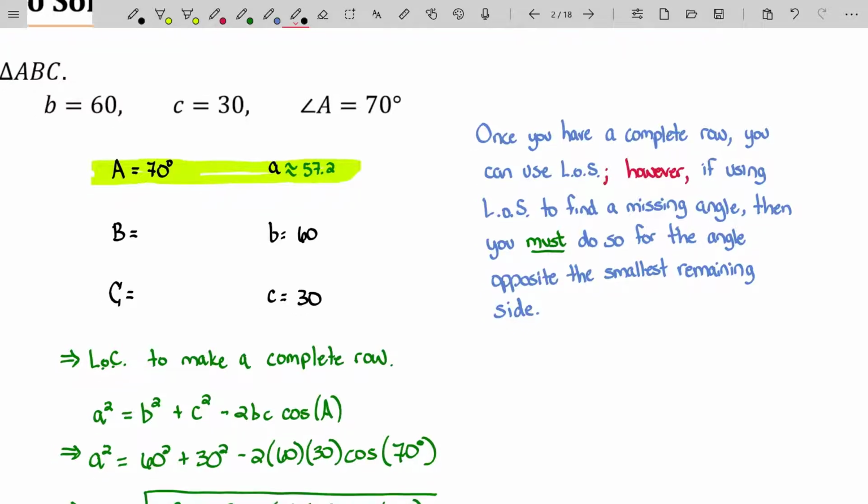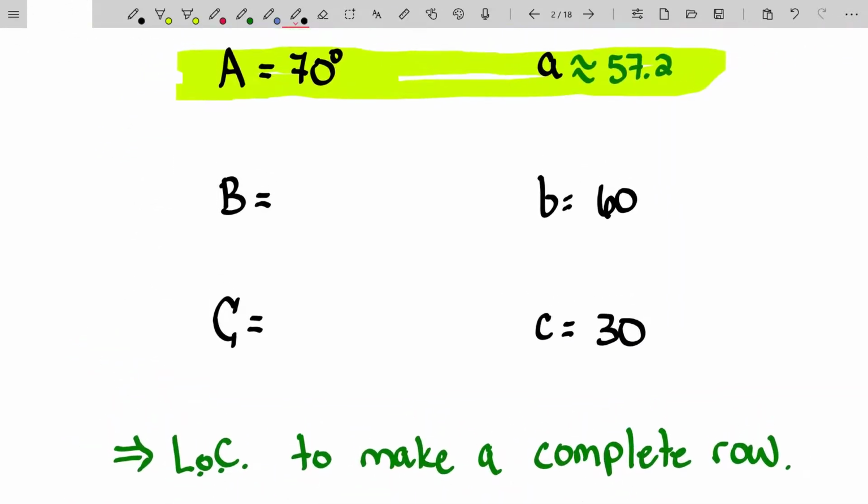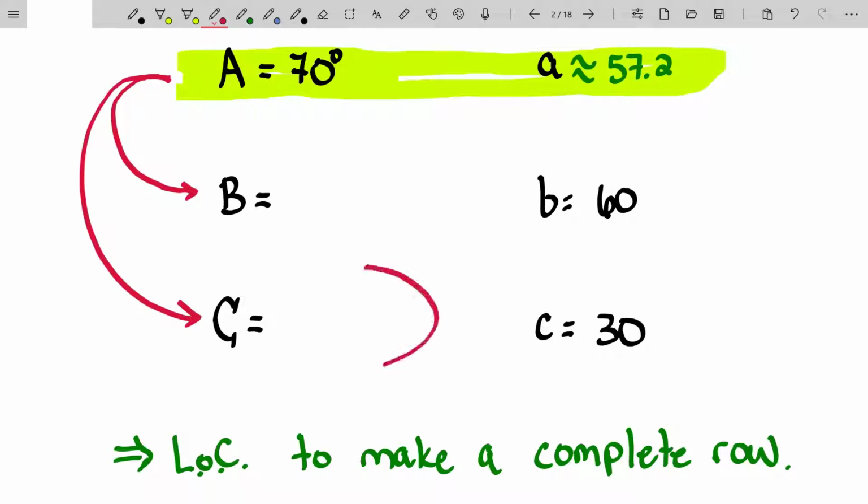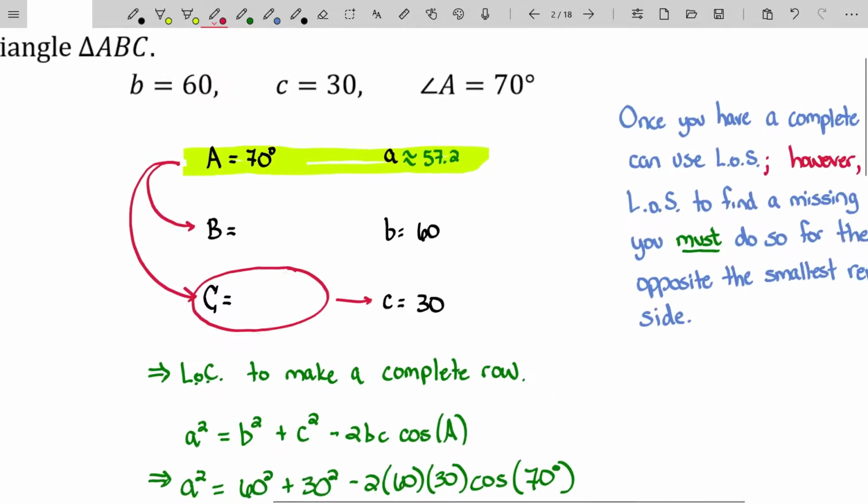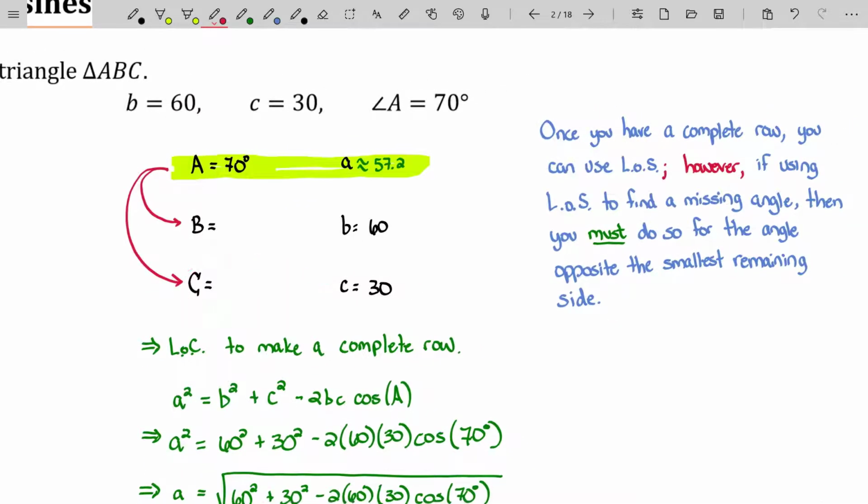That is, if you take a look at the rest of the information, I could technically use this completed row to help me find that missing angle or that missing angle. I'm highly recommending that you find the missing angle opposite the smaller of the two remaining sides. Now, I don't want to just say that and then have you digest that and memorize it without some level of understanding. So let's just quickly try to develop a level of understanding, because it's actually pretty easy to understand why once I explain it.